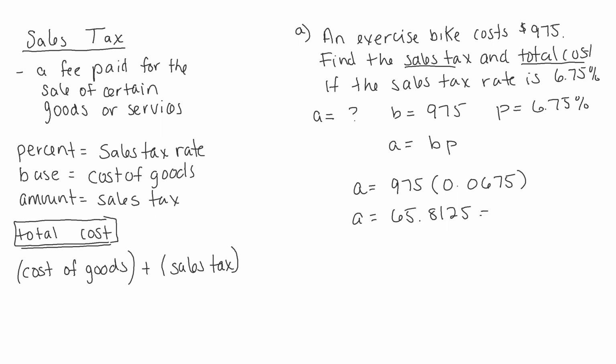Okay. Well, that doesn't look like a normal value for money. So for us, we're going to go ahead and round this to 2 decimal places. Anytime you're dealing with money, 2 decimal places would be appropriate. So I'm going to go ahead and round this and say that the amount is $65.81. So this is the sales tax. And this is just the first part of the problem.